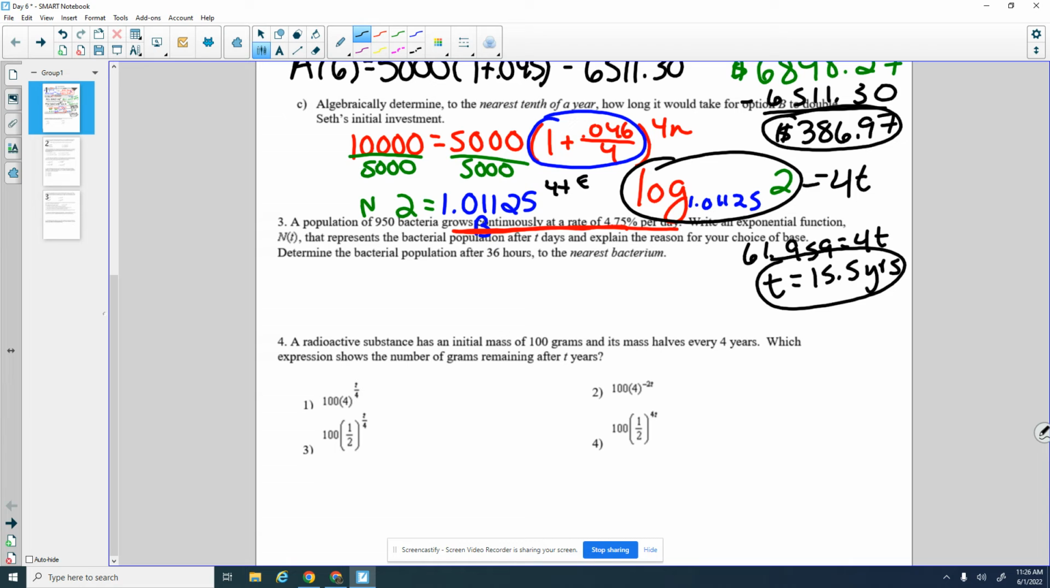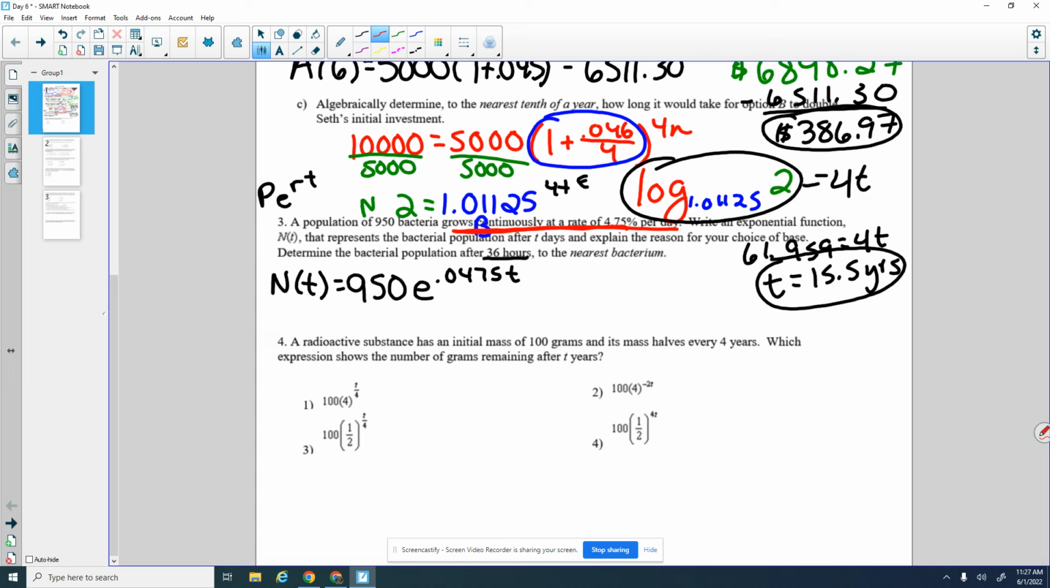So in this question, we have to be really careful because the first thing it asked me to do is write an exponential function N of t. Now I'm going to use the formula P e to the rt because this is growing continuously. Now I don't want to even look at this 36 because we're just trying to write a function first. So this is going to be, the start value is 950, the base is e to the 0.0475t. So you have to have it with the t plugged in.